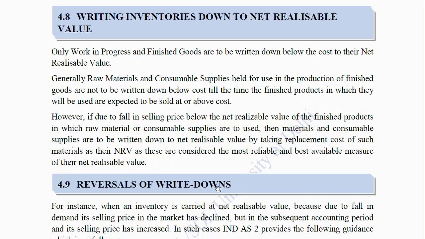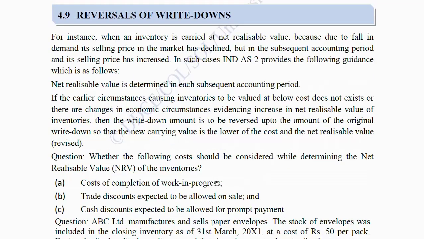However, if due to a fall in selling price below cost, the net realizable value of finished products in which raw material or consumable supplies are to be used falls, then materials and consumable supplies are to be written down to net realizable value by taking the replacement cost of such materials as their net realizable value, as this is considered the most reliable and the best available measure of their net realizable value.